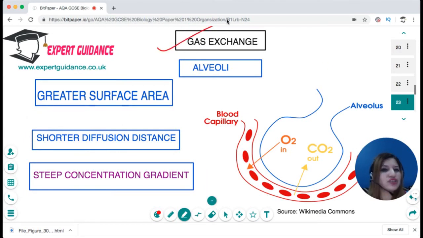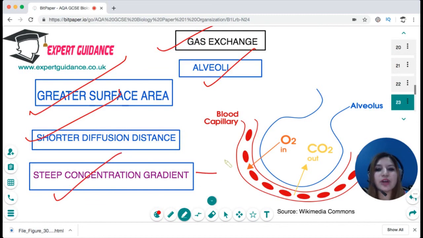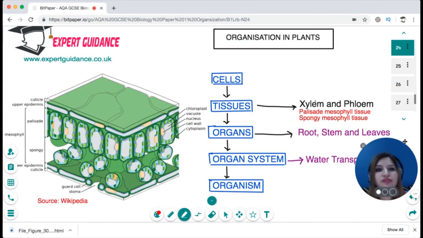For gas exchange, if you remember, we talked in cell biology, the alveoli have a greater surface area by having a special shape and being millions of them. They have a shorter diffusion distance by being one cell thick, and they maintain a steep concentration gradient by having a rich blood supply. By all these factors, alveoli have adapted themselves for efficient gas exchange.